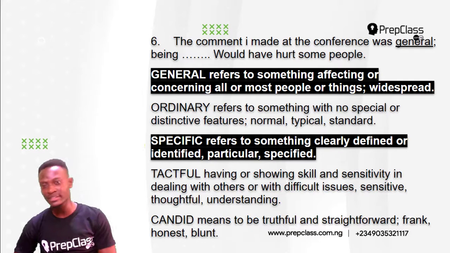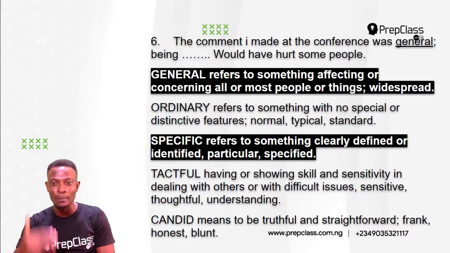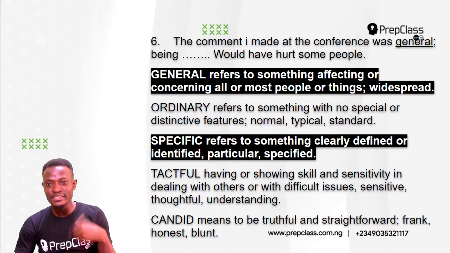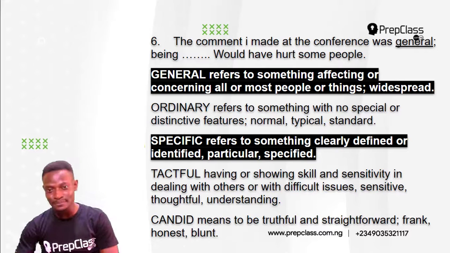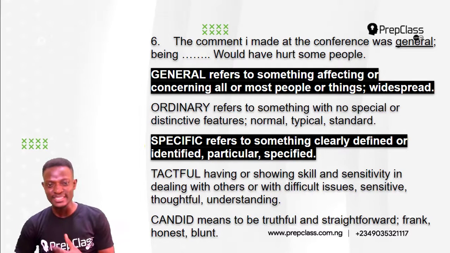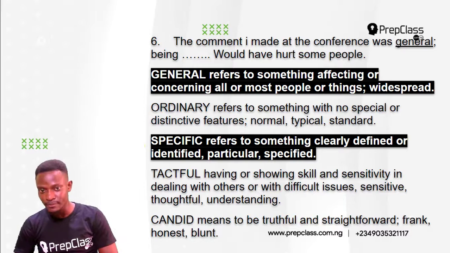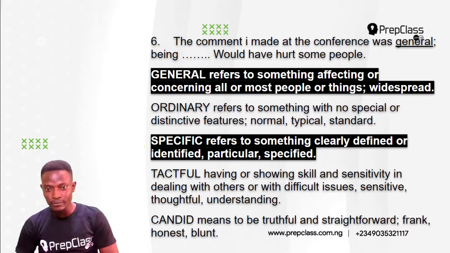Now, the first option, ordinary, refers to something with no special or distinctive features. Something that is normal, typical, a standard. Option B, specific. Specific refers to something clearly defined or identified. To be particular, to be specified. Option C, tactful. Tactful means having or showing skill and sensitivity in dealing with others or with difficult issues. To be sensitive, thoughtful, understanding. Now option D, candid. Candid means to be truthful and straightforward, to be frank, honest, blunt.